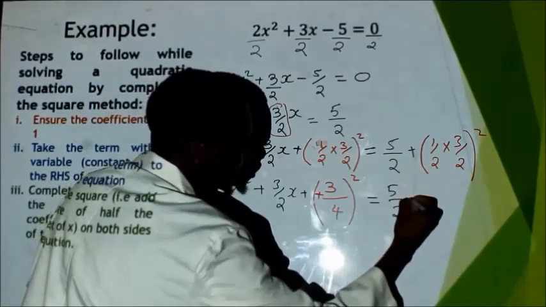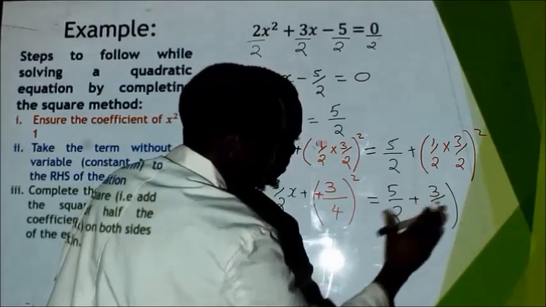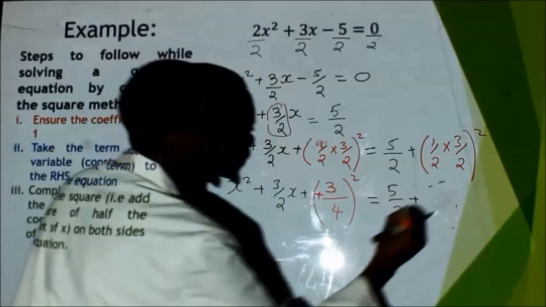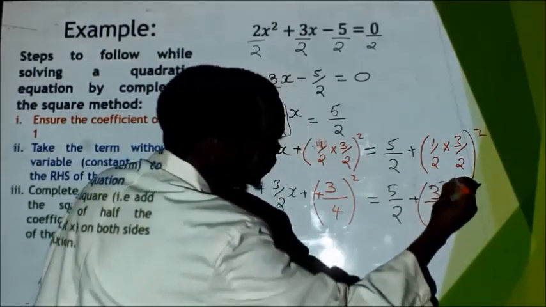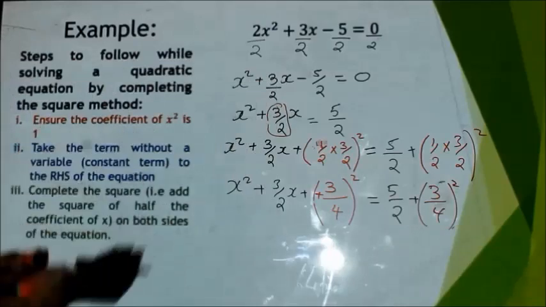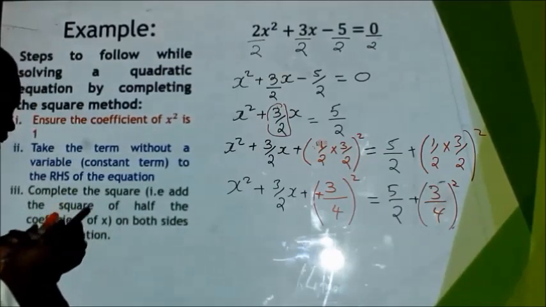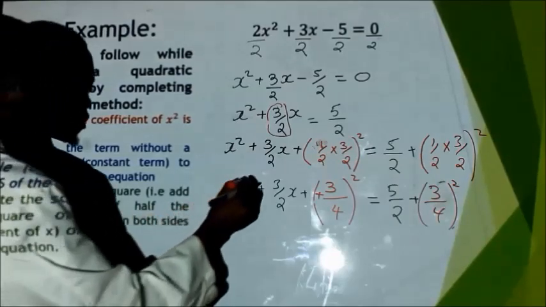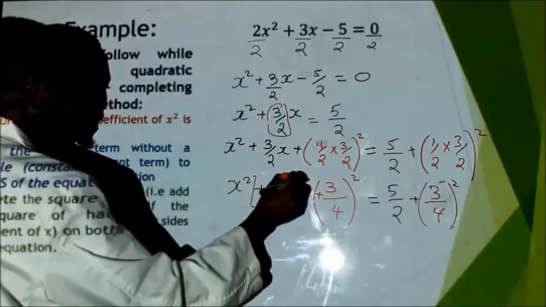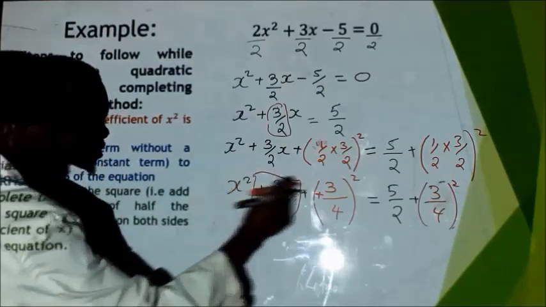Of course, this one simplified will bring me to 3 over 4 again squared. Maybe I can use a different pen just for clarity purposes. Of course, for 3 over 4, that is squared. That simplified will bring me to my next line, where I can now drop this middle part. You drop that middle part there so that you can have the square part. This is square, this is square.